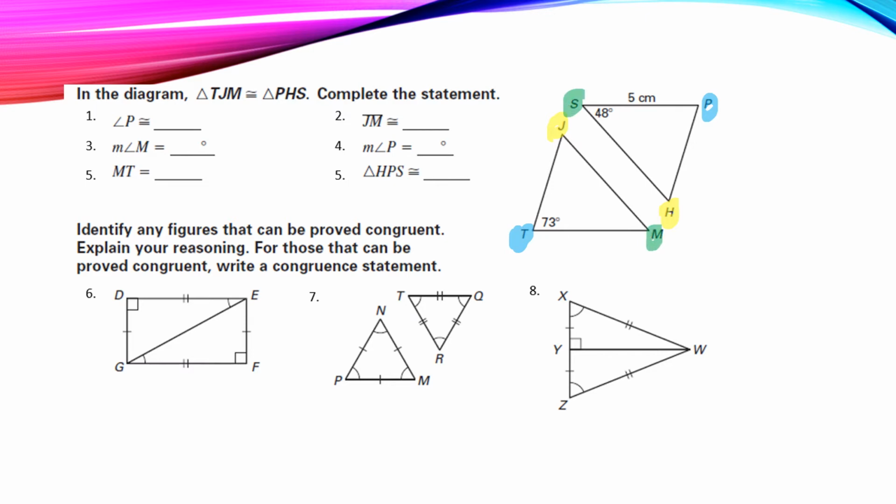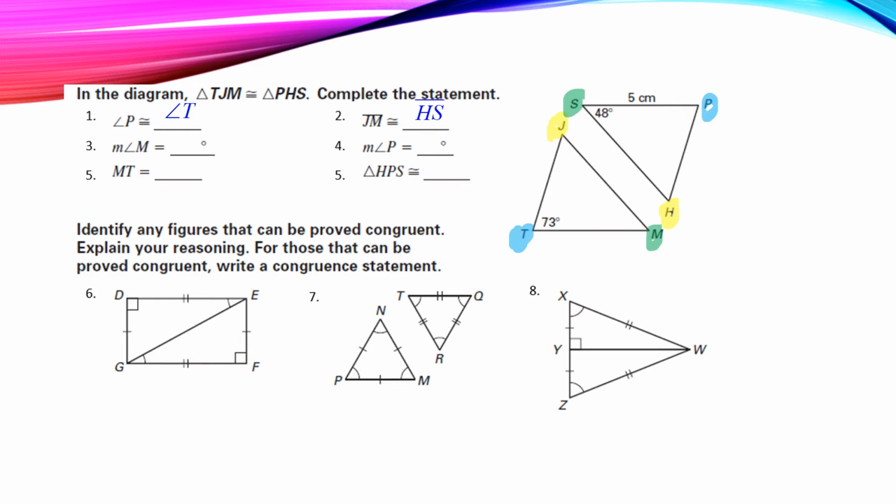That being said, angle P is congruent to its color-coded partner there, angle T. Number 2, line segment JM. So be careful here. J goes with H, so H needs to be listed first on your next one, HS.